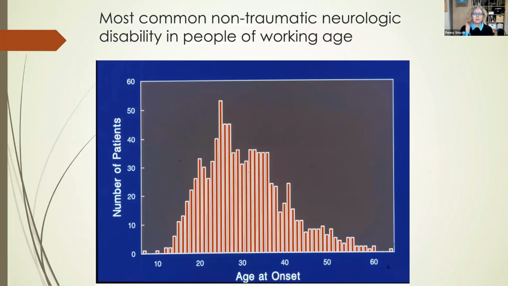Now, MS is the most common non-traumatic neurologic disability in people of working age. This is a very old graph that I feel still holds true, that most MS patients will have their onset between the ages of 20 and 40. Over time, we have been able to diagnose MS better in those under the age of 20, and about 6% of those can be children, and up to 10% of people can recall their first symptoms occurring before the age of 18. We are also identifying it more in people over the age of 50, although we are always careful at that point. We always do a careful exclusion of other things.